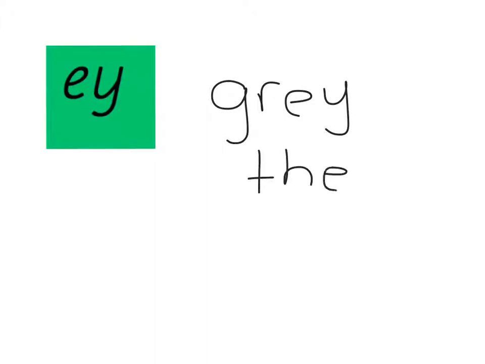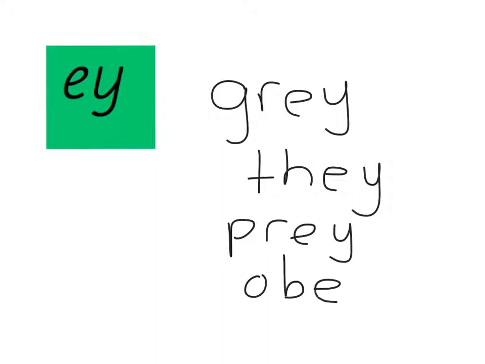Sometimes the long vowel A sound in a word is made with an EY, like the words grey, they, pray, and obey. All of these words you can hear an A sound in them, and the A sound is made with the letters EY in these words.